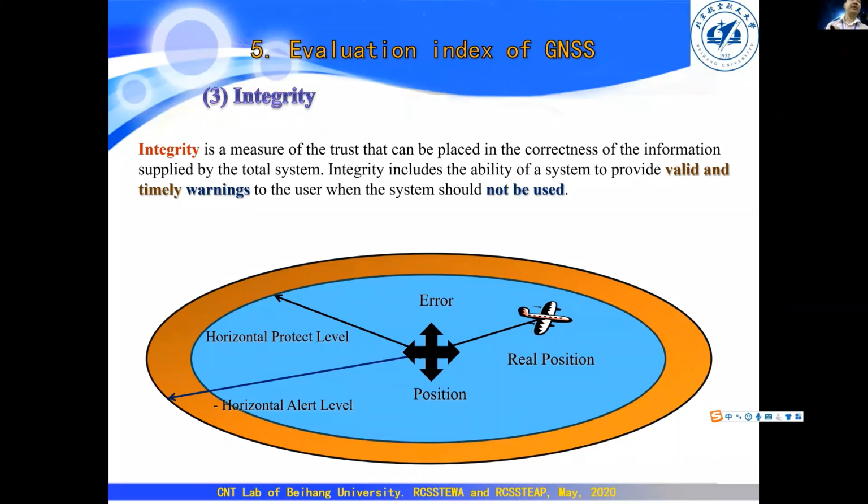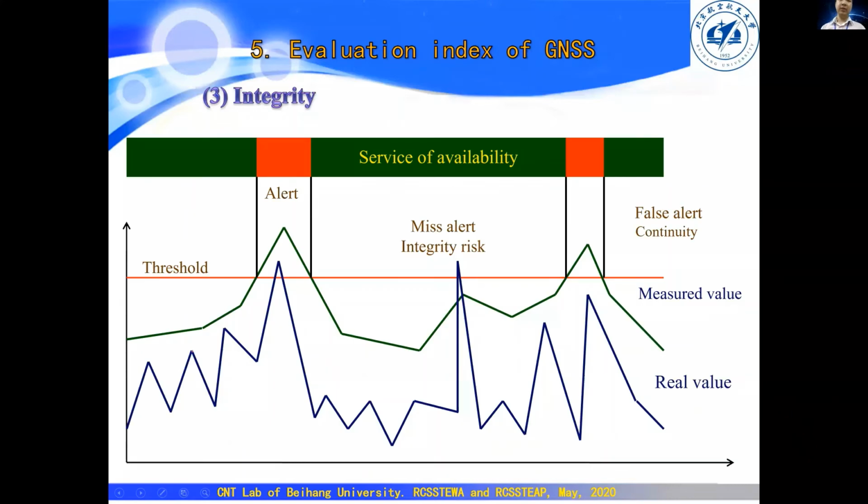For example, in civil aviation, when the aircraft is landing, sometimes the situation can be very dangerous. So the system needs to have very high integrity. If there are errors, it needs to tell you as early as possible. So to measure integrity, for example, this is the real result, and this is the measured result.